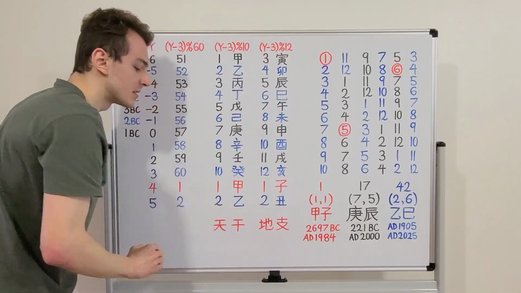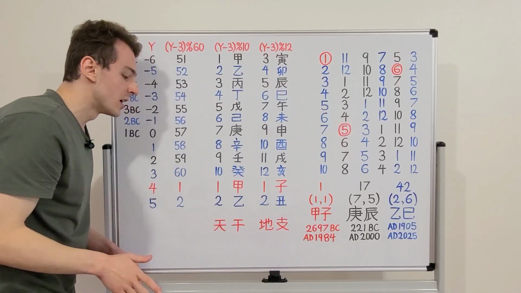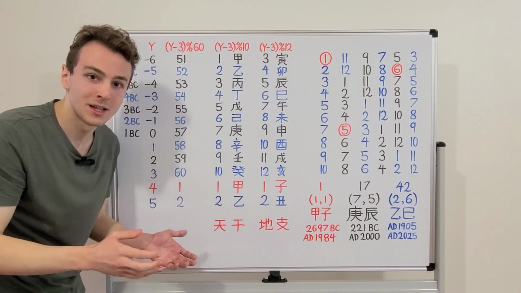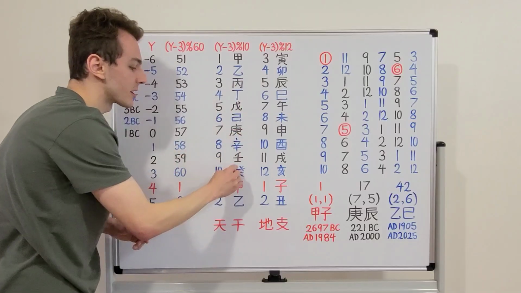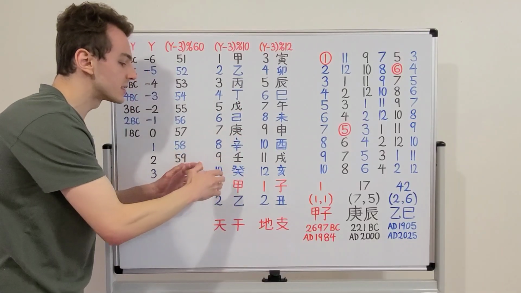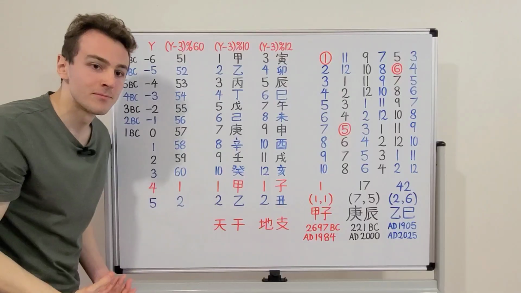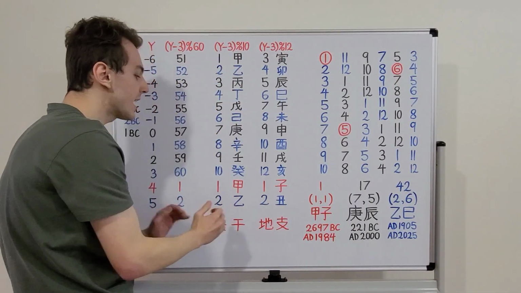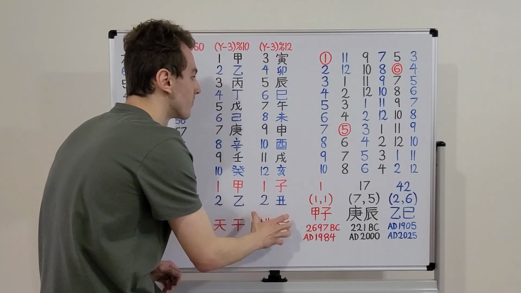These heavenly stems are also used in other contexts. They can be used to label a 10-day week. So the days in that 10-day week can also be labeled with these characters. But in this context, they are referring to the years in a decade. Now that we've seen this subcycle, which repeats every decade, let's have a look at this 12-year subcycle.